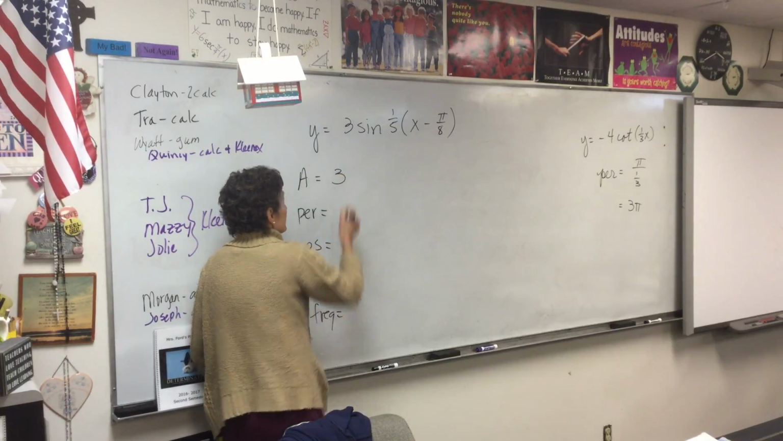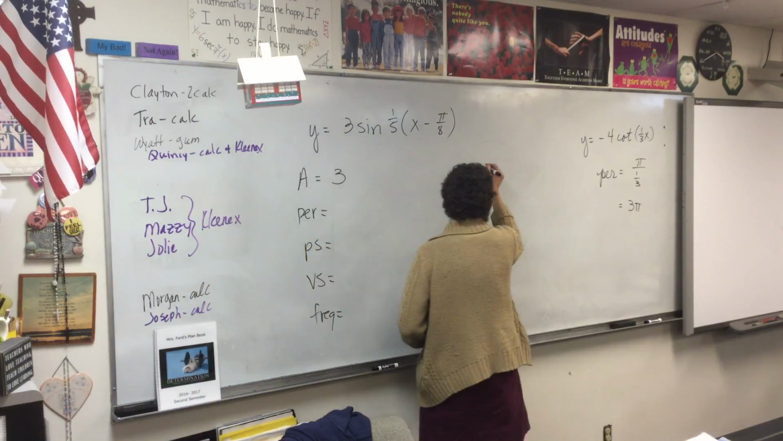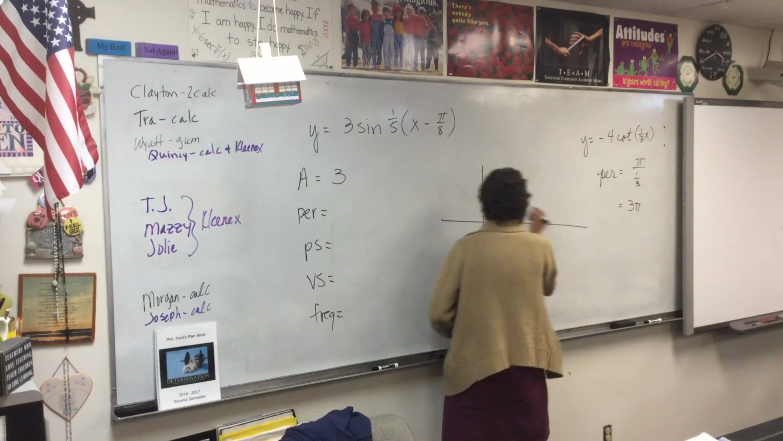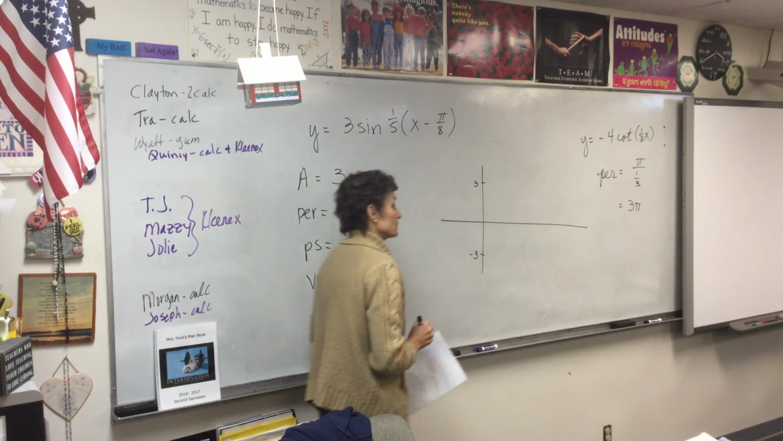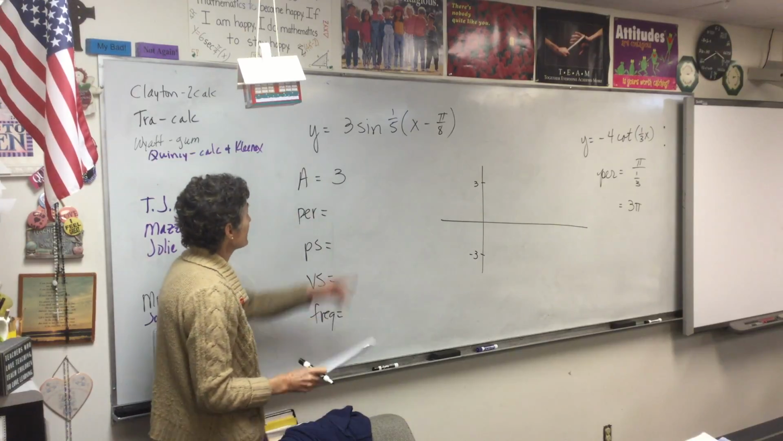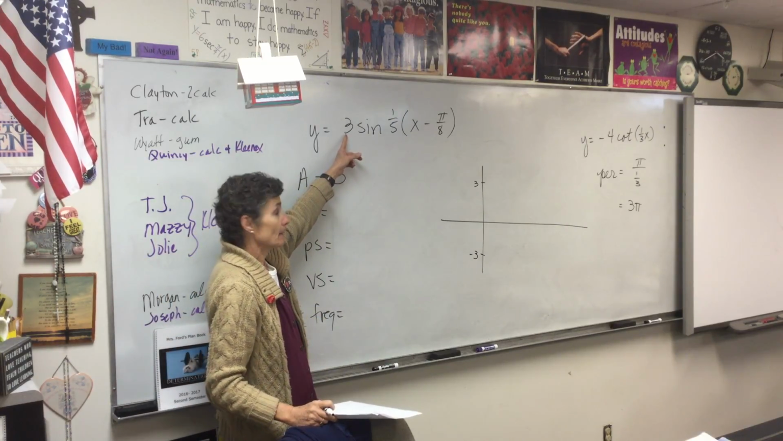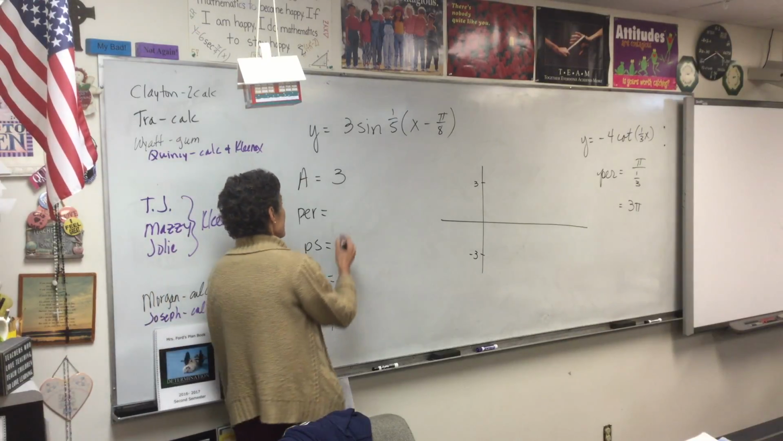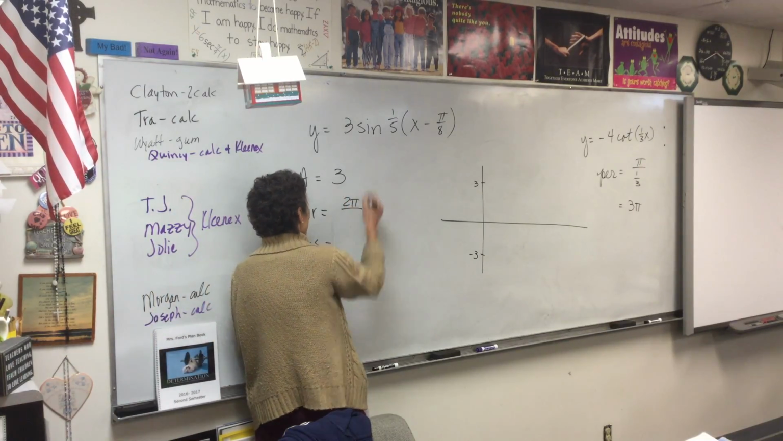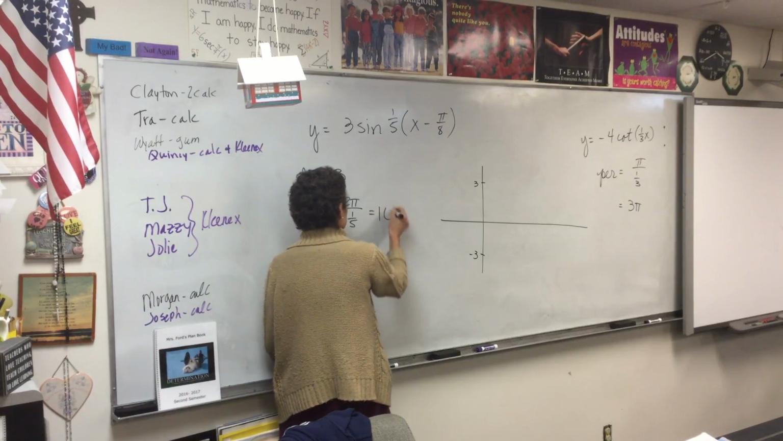Amplitude is 3. What that means is, when I sketch this, I'm going to go up 3 and down 3. That's right here. What else? Period is 10 pi because it's 2 pi divided by 1/5.